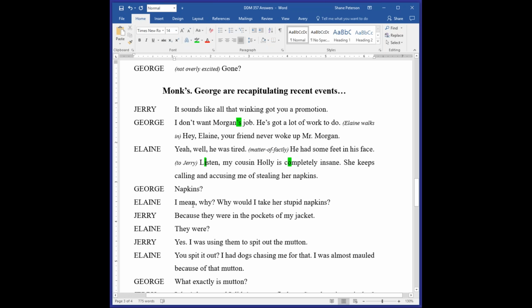Napkins? I mean, why? Why would I take her stupid napkins? Because they were in the pockets of my jacket. They were? Yes, I was using them to spit out the mutton. You spit it out? I had dogs chasing me for that. I was almost mauled because of the mutton. What exactly is mutton?